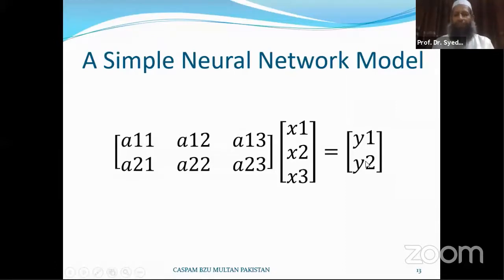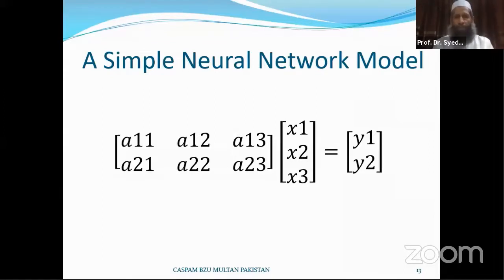Now, if you have some known data, you have certain combinations of inputs and outputs. You know, if you give this input, you get that output. If you give another input, you get another output. You have certain input-output data. You can use that data to estimate these A's, this matrix A. And we can estimate these A's on the basis of least square approximation.